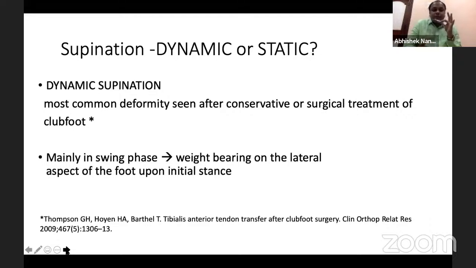Now dynamic supination is the most common deformity. Now it is again a controversy. Some say equinus is most common, but there is literature which shows equinus is not more common. It is just the pseudo recurrence which we take into account. So dynamic supination was the most common deformity seen after conservative or surgical management, mainly in swing phase, and the weight will be on the lateral aspect of the foot.